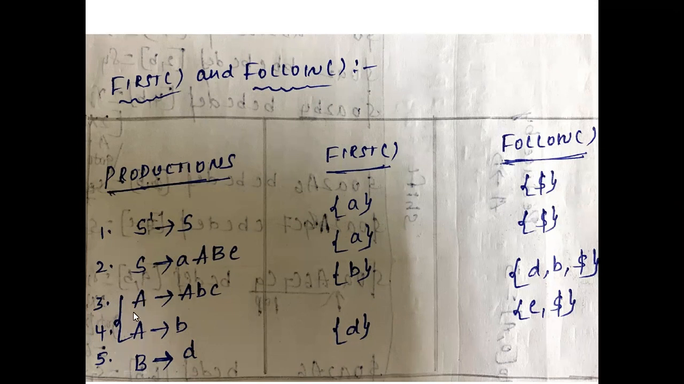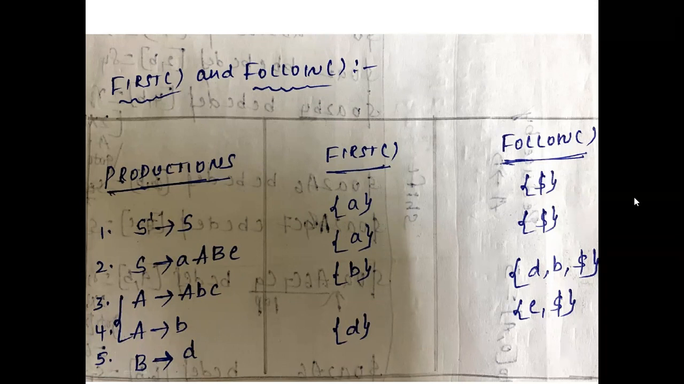Now we are constructing it for A. A has two rules in the given grammar: A tends to A B C, and A tends to B. In the first rule, first of A is first of A. For the other rule, A tends to B, the first of A is first of B. And first of B now: first of B is the first appearing symbol on the right hand side, which is D, where D is a terminal, so we directly write D. These are the first functions for the non-terminals S dash, S, A and B.